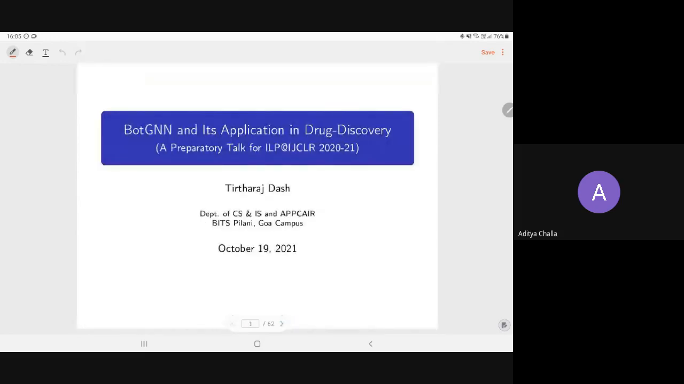So, my talk would be in the area of neurosymbolic learning, mainly in those areas where we are interested in incorporating some form of domain knowledge into deep networks. And specifically, I'll be talking about something that we have developed in the last year called bottom graph neural network, and we'll try to see how it is applicable in drug discovery, specifically generating novel small molecules. So this is a preparatory talk for the conference talk that I will be giving in the next few days at IJCLR 2021.